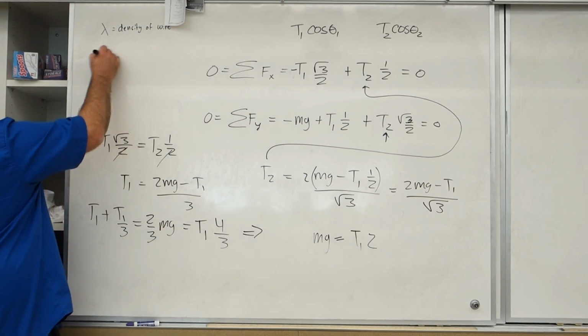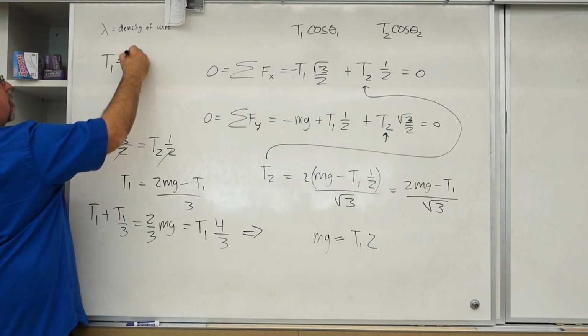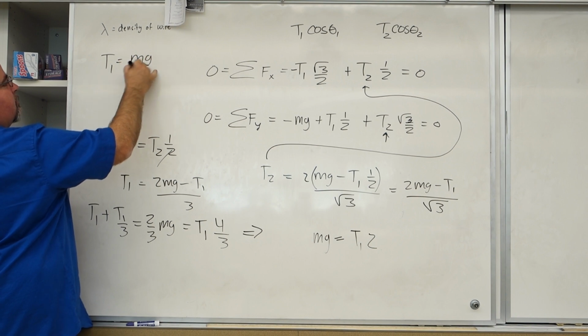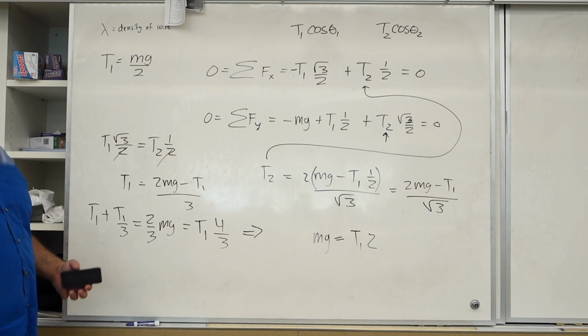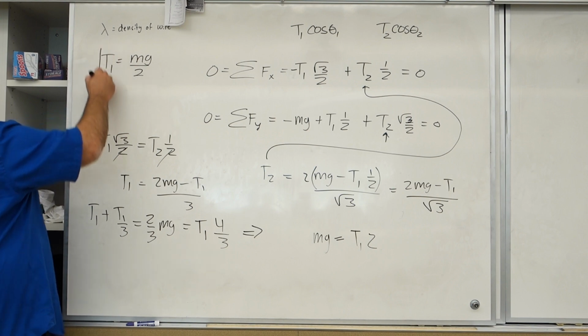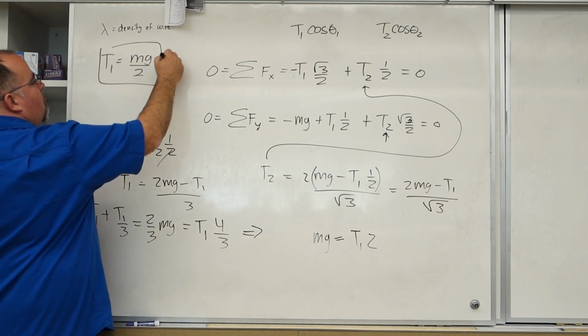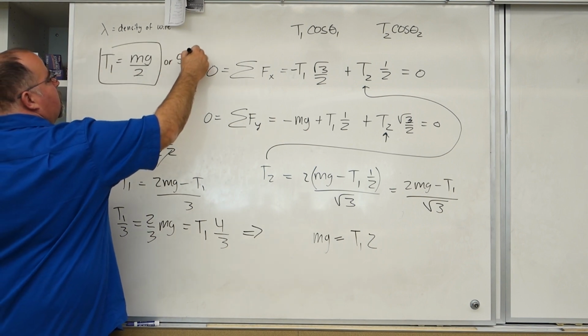And we can write the tension T1 is equal to half of mg. So that'd be 50 newtons of force, because mg, 10 kilograms times the acceleration of gravity, 10, is 100, and half of that is 50 newtons.